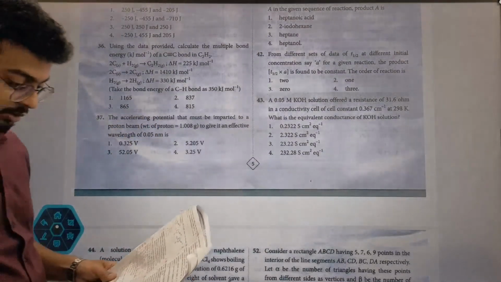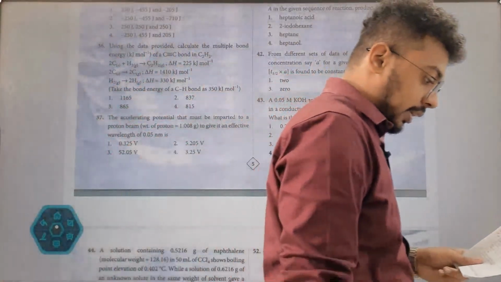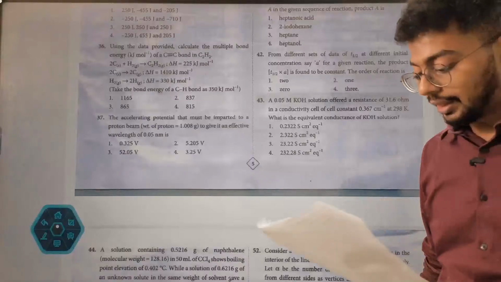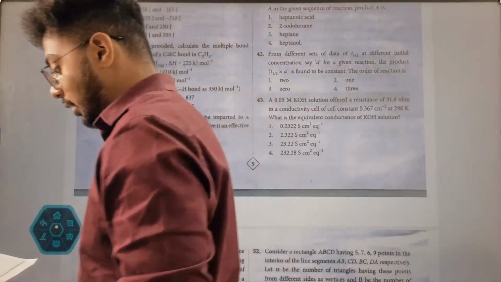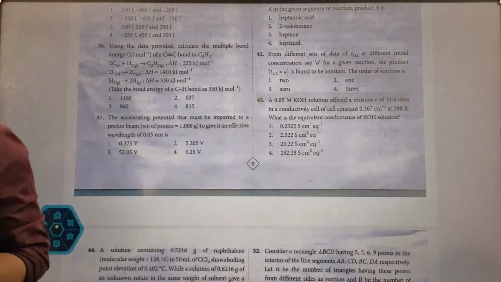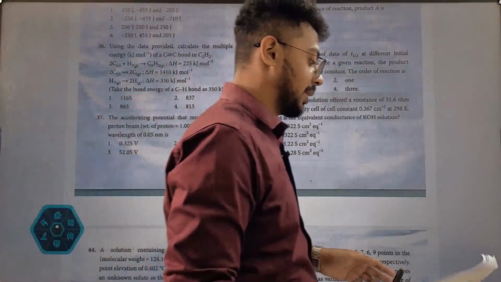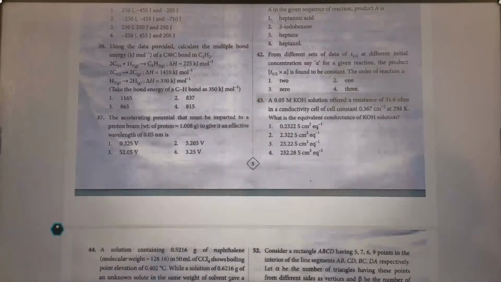42nd question. From different sets of data of T half at different initial concentrations, say A, for a given reaction, the product T half multiplied by A is found to be constant. The order of the reaction is? So T half multiplied by A is a constant. So what is the order of the reaction? You have to know the T half for the zero order, first order and second order. Okay.